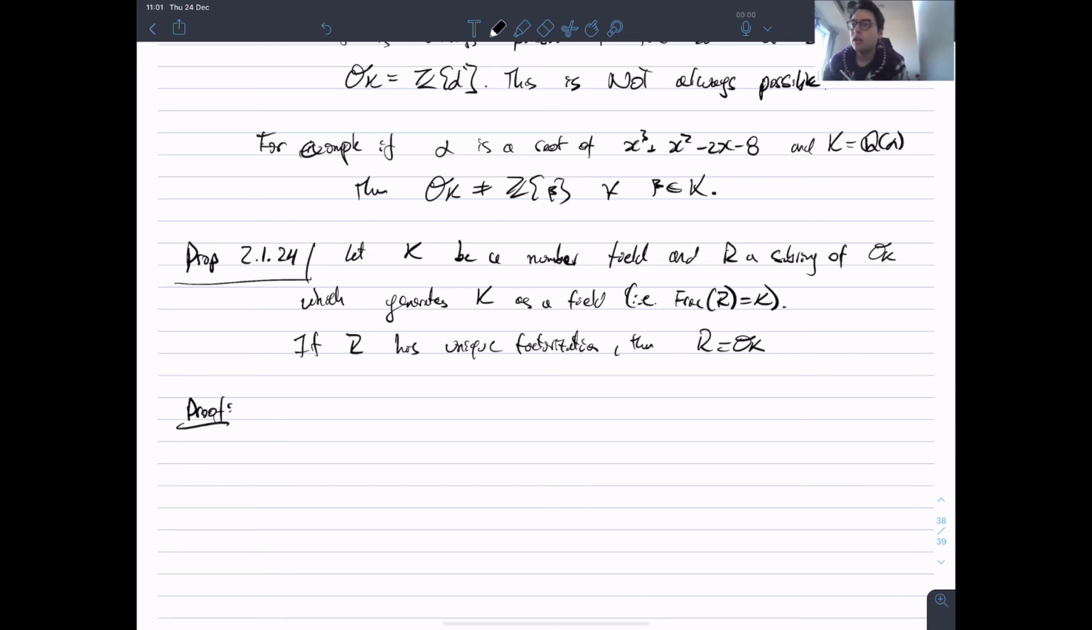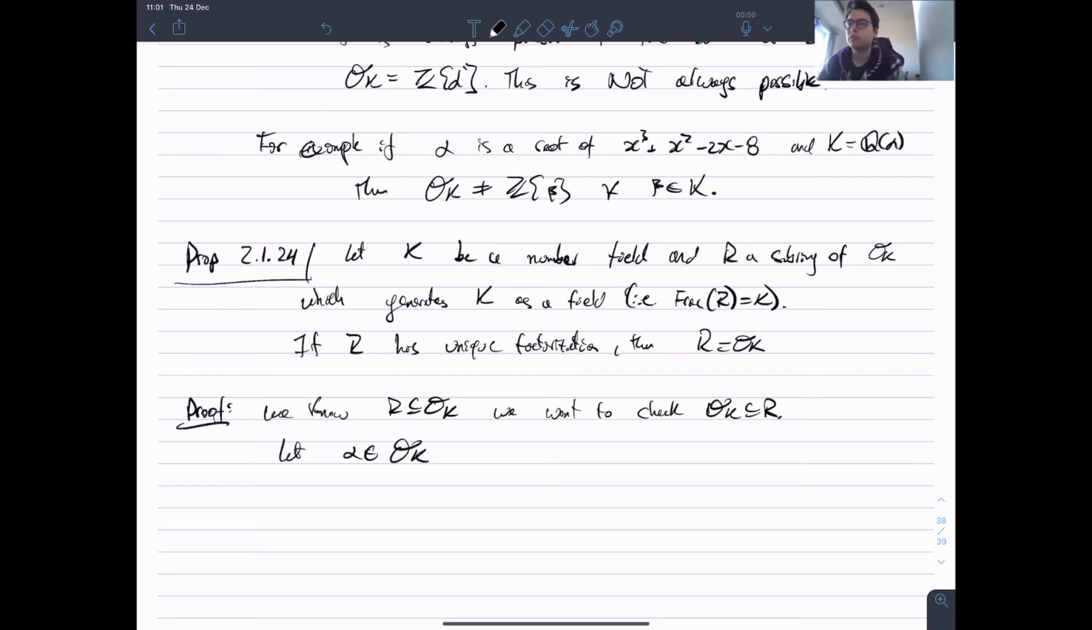So proof. We know that R is, by definition, contained in O_K. So we want the reverse inclusion. We want to check O_K is contained in R under these conditions. So let alpha be some element of O_K. Since we have the assumption Frac R equals K, we can find some delta and gamma in R such that alpha is gamma over delta.